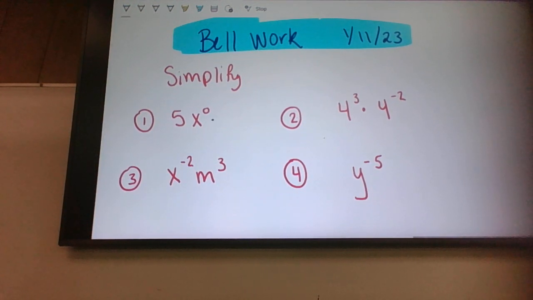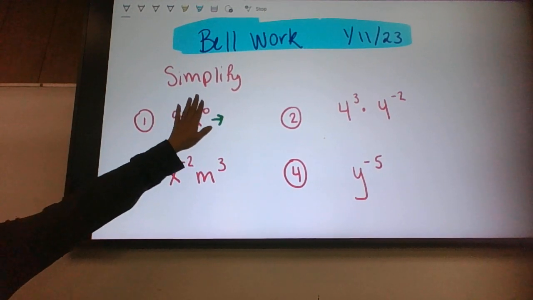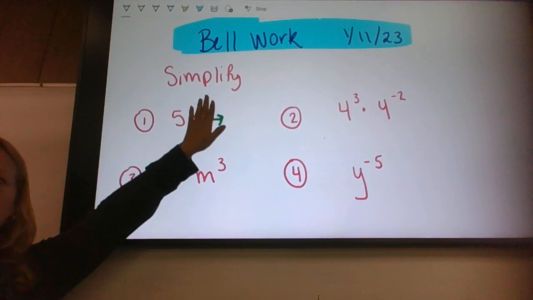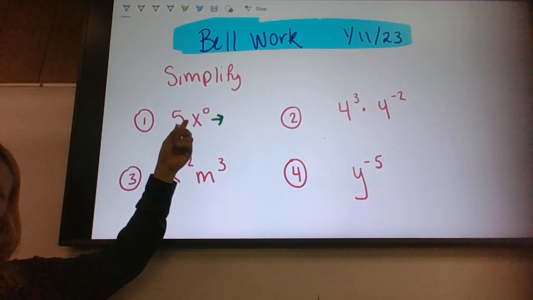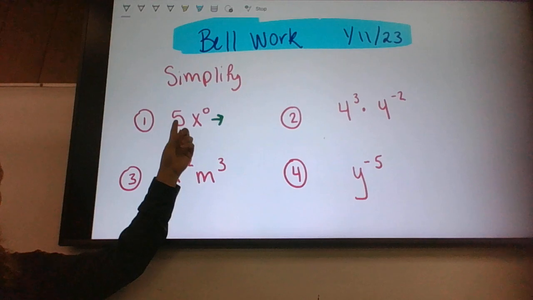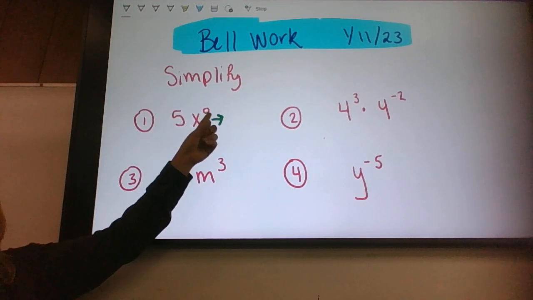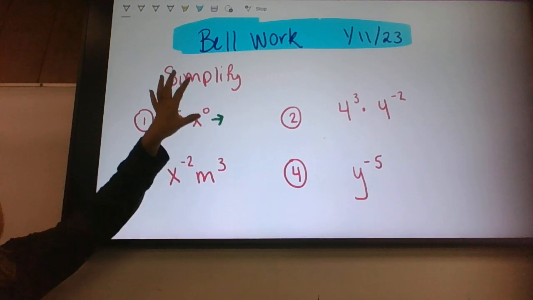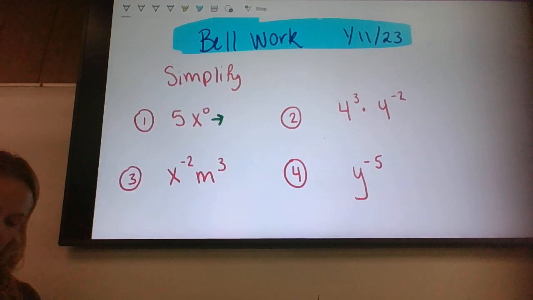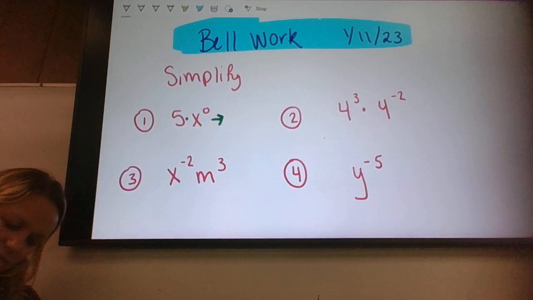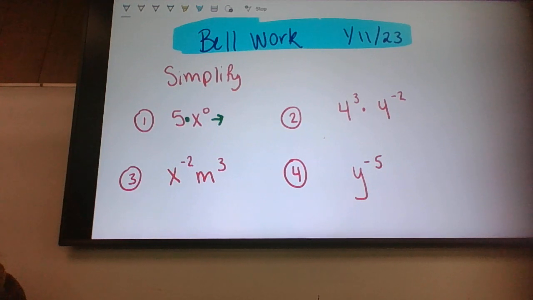Alright guys, I'm going to go over number one. It would be incredibly helpful if this was written with a multiplication dot here, because this 5 is actually separate from this exponent. Your brain really needs to see that. Yes, it's 5 to the first times x to the 0.